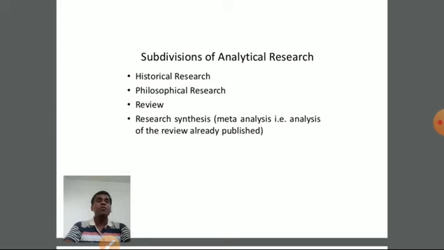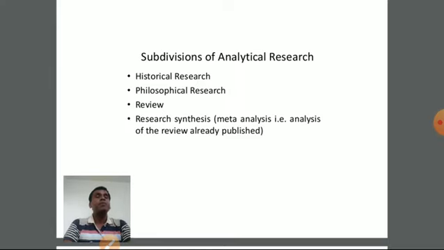Another one is philosophical research. When you want to conduct your research in the field of philosophy, it becomes philosophical research. Then if you want to go for different types of reviews, that is called review research. Mostly we go to a movie on the basis of reviews given by so many critics. So that is also called review research. And the last one under this category of analytical research is research synthesis, meta-analysis, that is analysis of reviews already published.